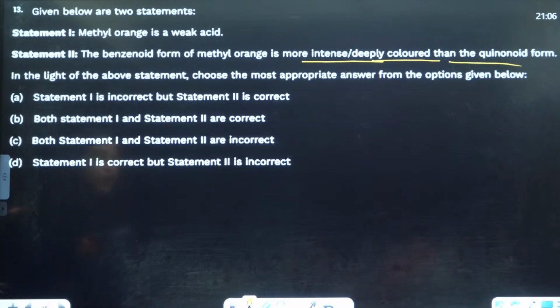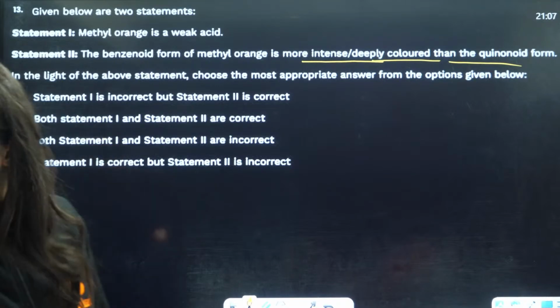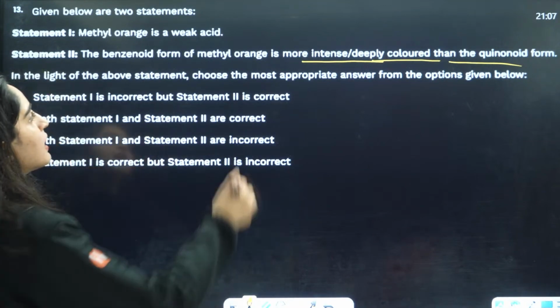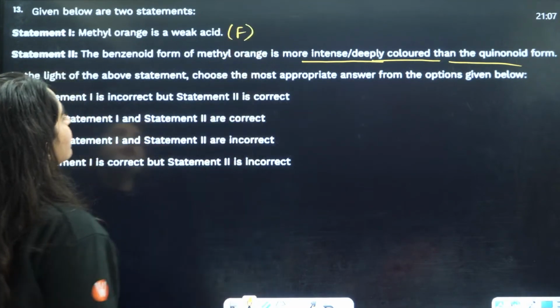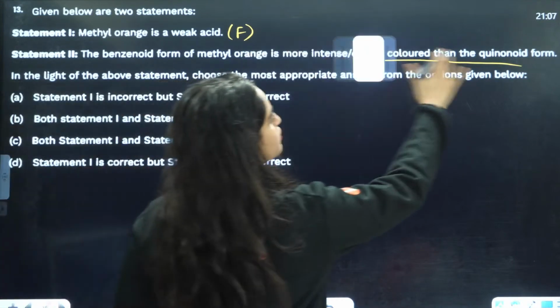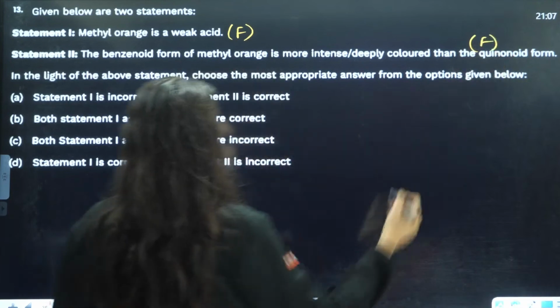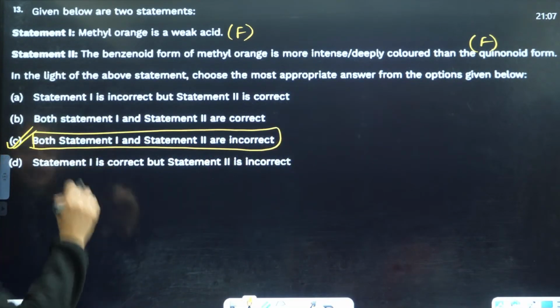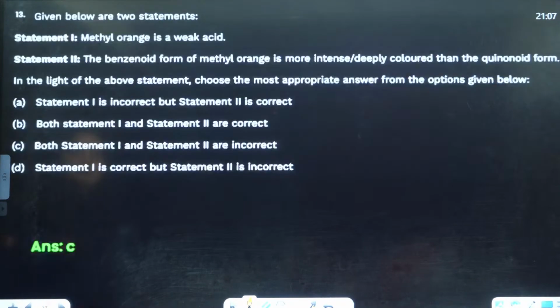Students, everybody in the comment section, which of the following is correct? Methyl orange is a weak acid. Anybody in the comment section? Anybody? It is a false statement. It is not a weak acid. The benzenoid form of methyl orange is more intense. That is also an incorrect statement. So the answer is going to be both the statements are incorrect. Answer is C, C is the correct answer.